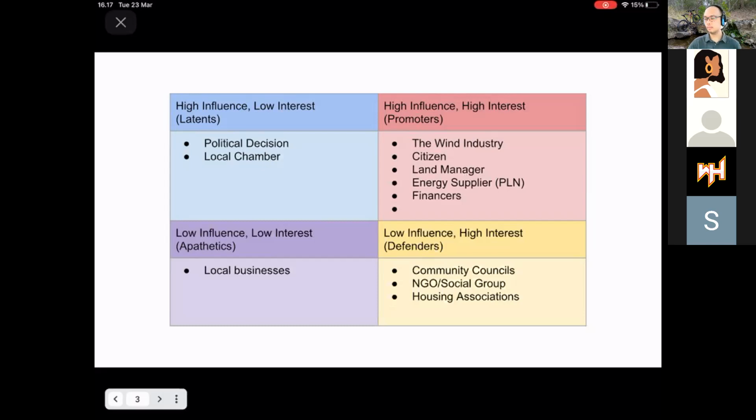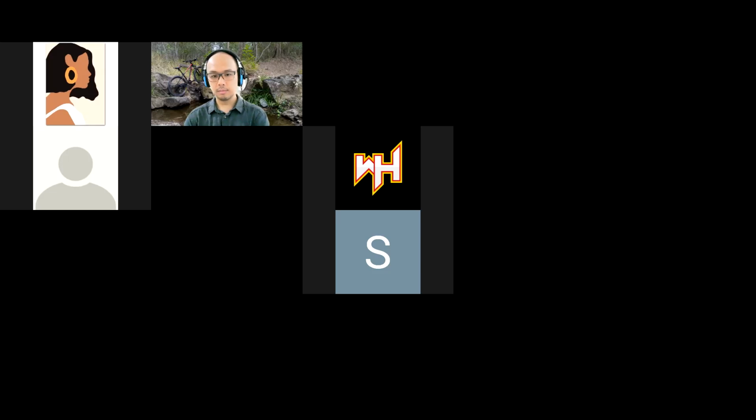And then we have the defenders. I feel like we put community councils in the defenders part because a lot of the community participation will be represented by the citizens. So we put them as low interest but high influence.